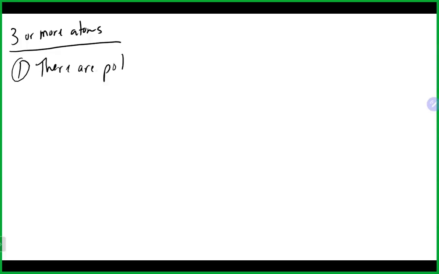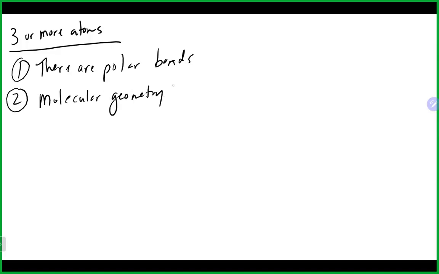So when we get to 3 or more atoms involved, there are actually 2 things that you have to look at. You have to look at whether or not there are polar bonds. If there aren't really polar bonds, it's probably going to be nonpolar. There might be a little exception, but most of the time. Now, if there are polar bonds, you actually have to look at the molecular geometry, or the shape of it. So let's take, for example, our friend carbon dioxide that we drew, I think.